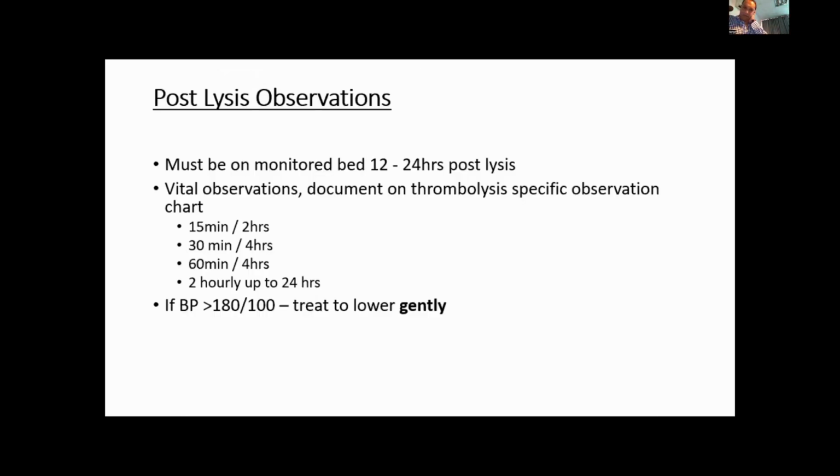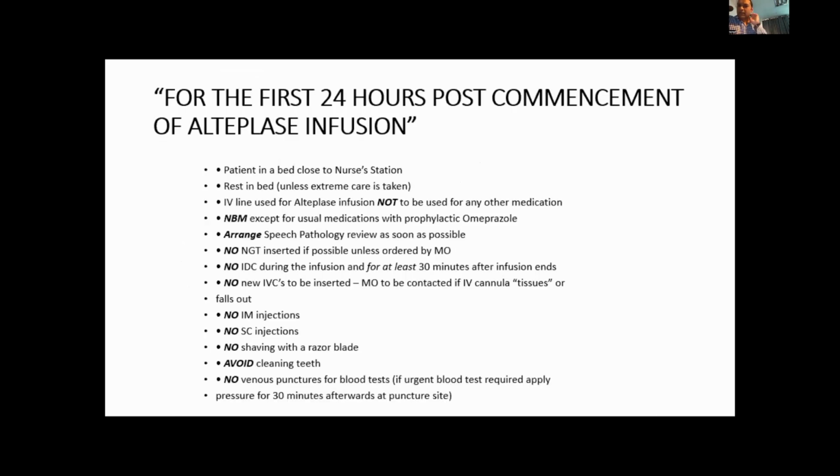And how we do this in Australia, from a post-lysis observation point of view, we have them in a monitored bed on the ward, and that's the observations we take. And blood pressure, once it gets above 180, we start to bring it down a bit slowly. And then after the first 24 hours, we try to leave them alone, essentially. Don't stick things in, no catheters, no lines unless you have to, really rest them in bed. And so that's basically it.